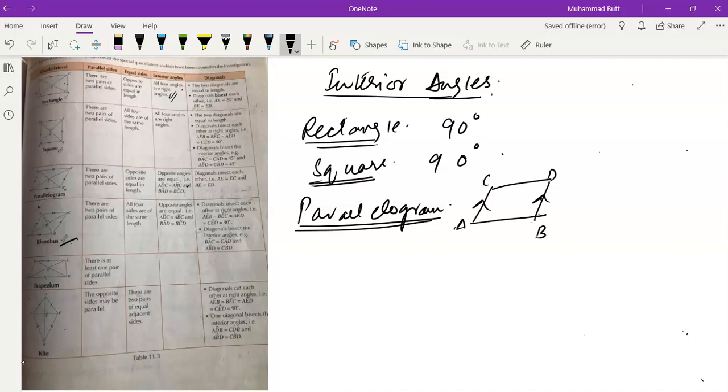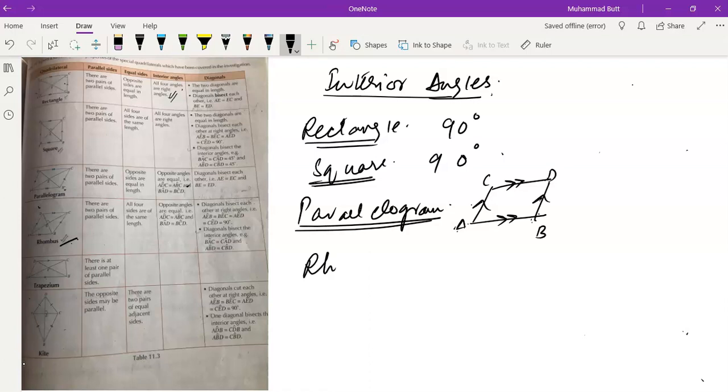AC is parallel to BD and AB is parallel to CD. And these two sides are also equal in length. They are not only parallel to each other, but also equal in length. AC is equal to BD. If they are equal in length, it means that their angles are also the same. Opposite angles of the parallelogram are also equal.